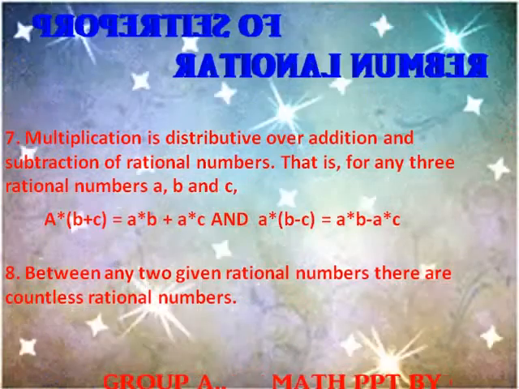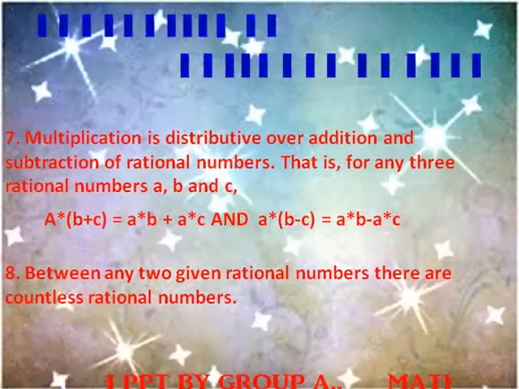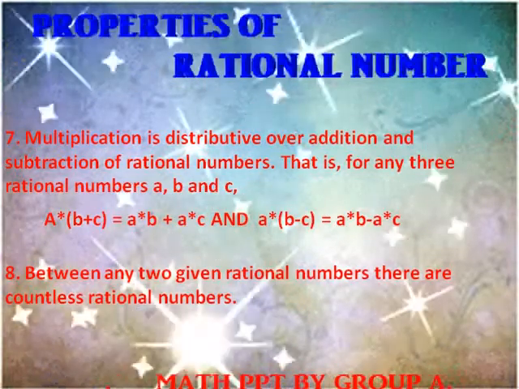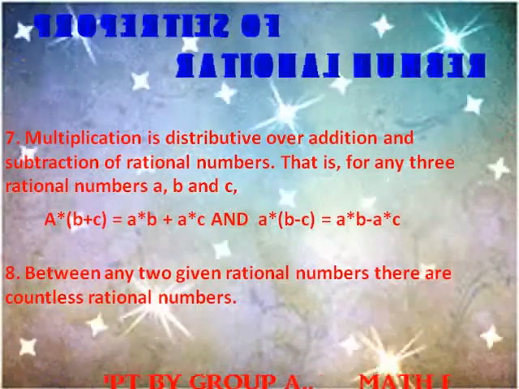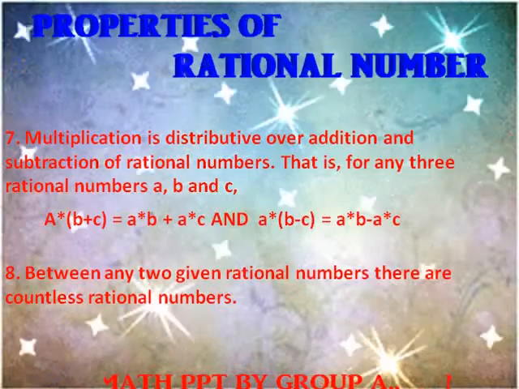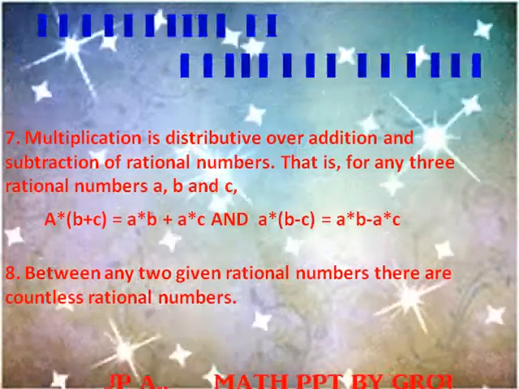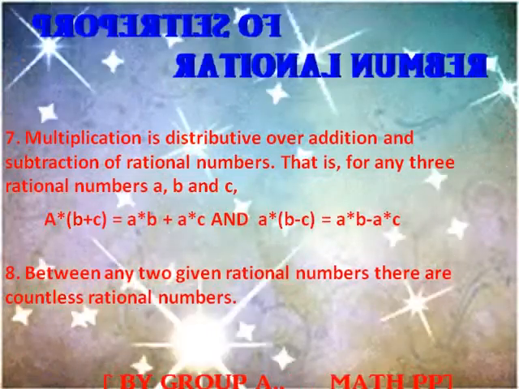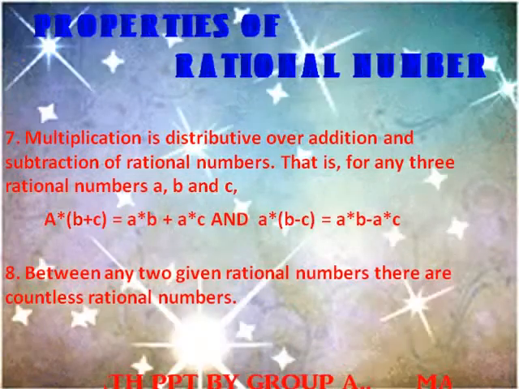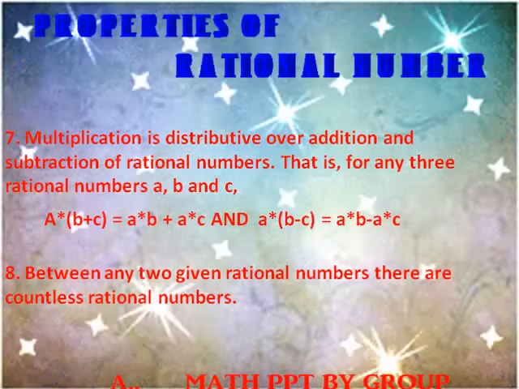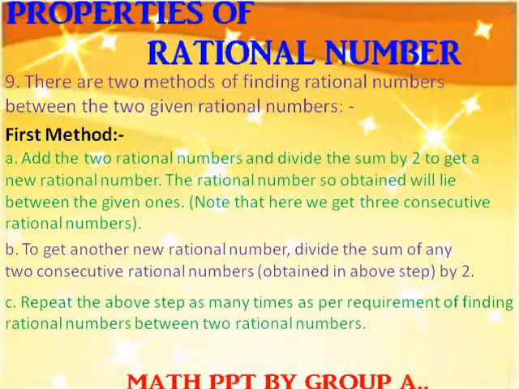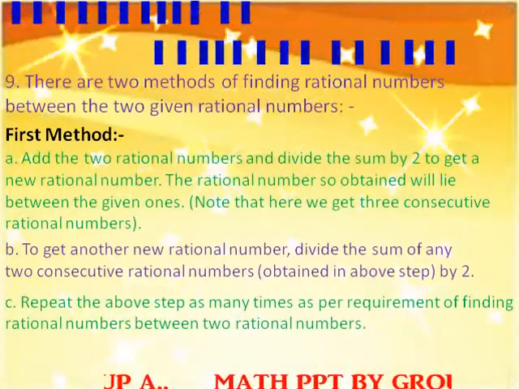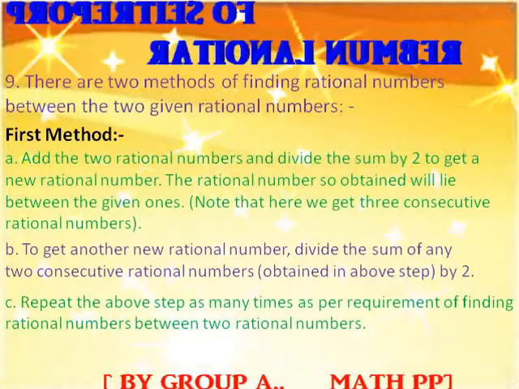That is, for any three rational numbers a, b and c, a multiplied by (b plus c) equal to a multiplied by b plus a multiplied by c, and a multiplied by (b minus c) equal to a multiplied by b minus a multiplied by c. 8. Between any two given rational numbers there are countless rational numbers. 9. There are two methods of finding rational numbers between two given rational numbers.